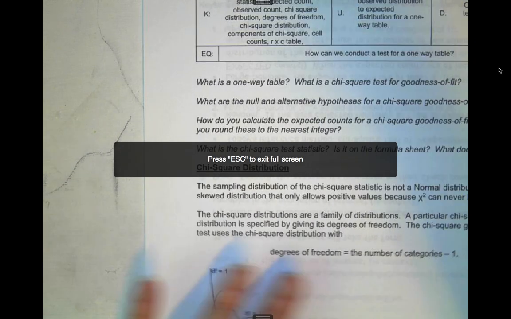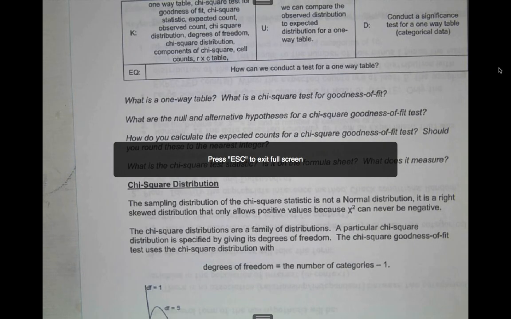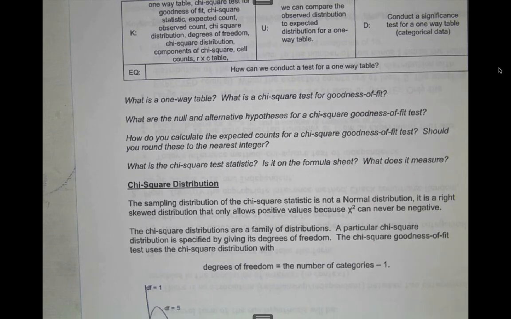First thing we're going to do is look at this quick review before the new material. I should have already done that one.